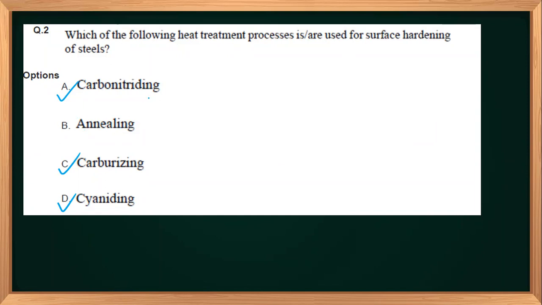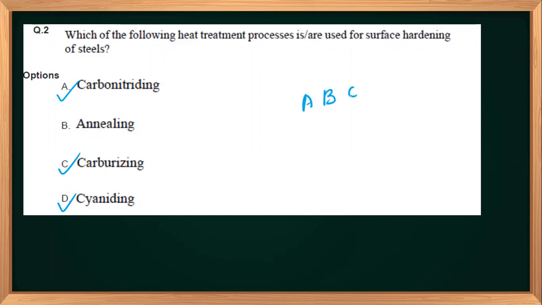So this question was quite easy. There are different techniques for carburizing, cyaniding also has different techniques, and carbonitriding is also used for surface hardening. A person who has read something about heat treatment or surface treatment would be able to answer this one. But don't worry, even if you miss one of these, you will not get a negative mark. So the answer will be A, B, and C.